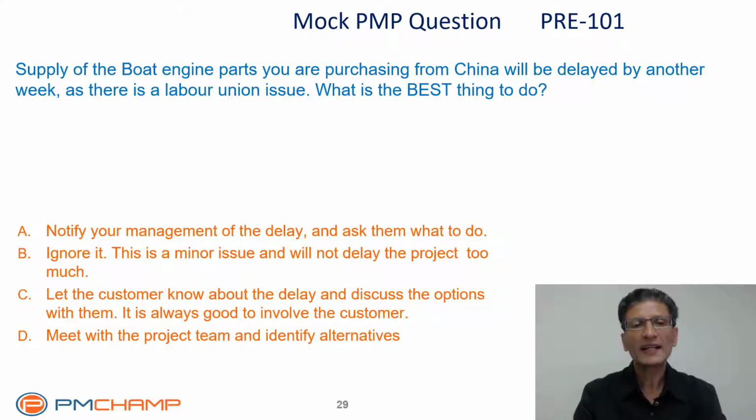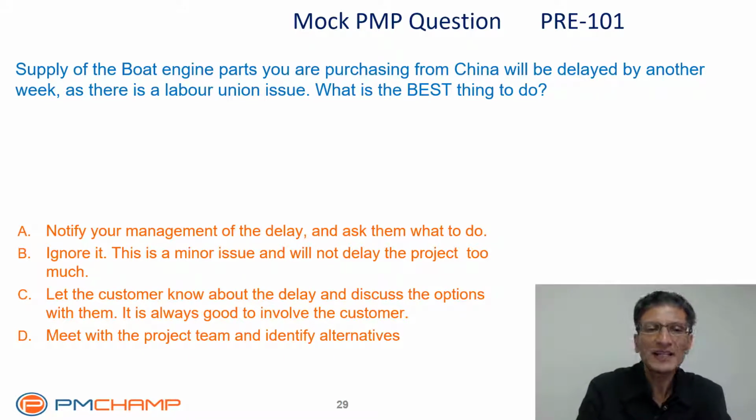Alright, let's tackle the question. So let us find what exactly is the problem. The parts that you are purchasing will be delayed by another week. There is a labor union issue, and now they're asking you what's the best thing to do. A says notify your management about the delay. Ask them what to do. This means notify your boss. Sure, you can do it. Looks like a good choice. Second, ignore it. This is a minor issue. It will not cause such a big delay. How do you know this is a minor issue? Is there any mention of this being a minor issue?